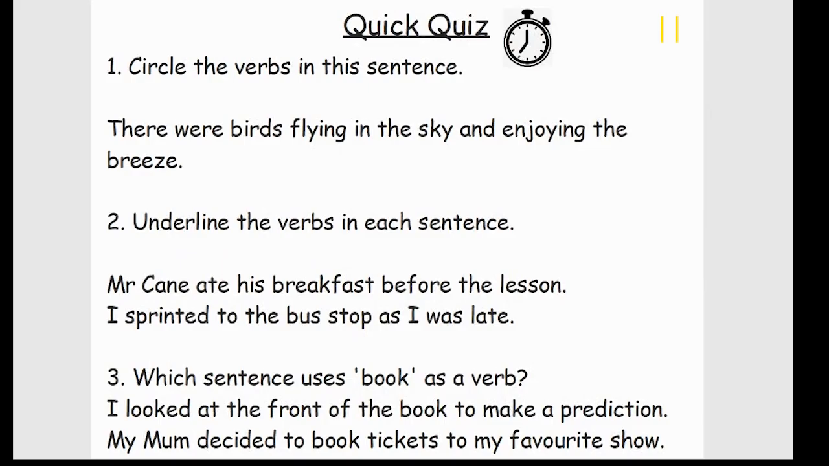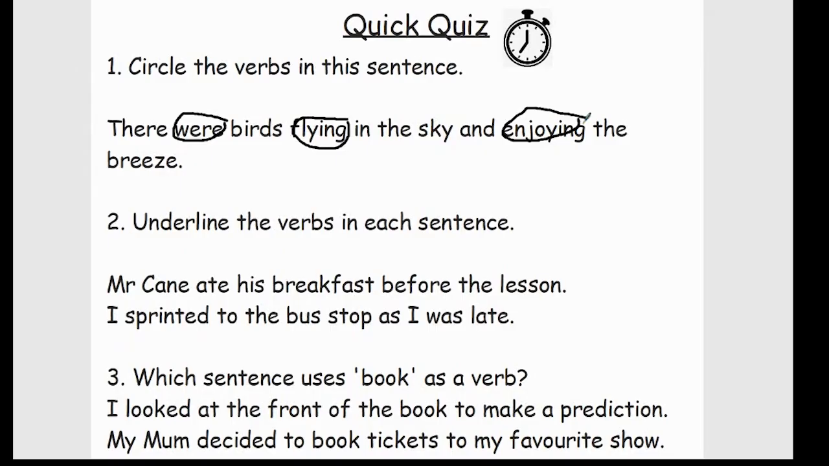So again, if you'd like to pause the video for the quiz, you can, and I'm just going to have a quick go through the answers. So circle the verbs in this sentence. There were birds flying in the sky and enjoying the breeze. So I am going to circle were because that is my verb. I'm going to circle flying, and I'm going to circle enjoying.